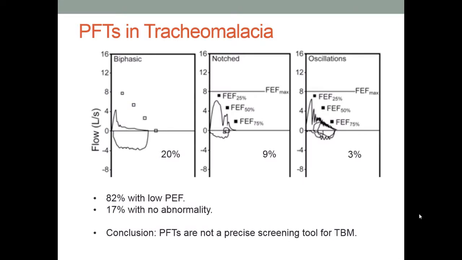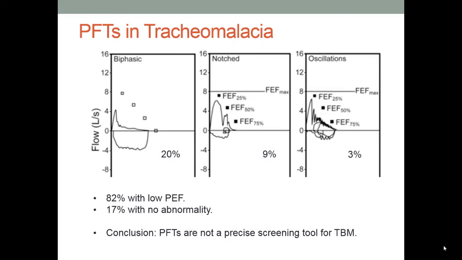With flow volume loops, they did find that 82% of these patients had low peak expiratory flow. 17% had no abnormality, and then you can see these numbers on top. This obviously adds up to more than 100%, and that's because a lot of the patients with the morphology that I'll discuss in a sec also had low peak expiratory flows. But they also concluded flow volume loops, while there's a few different morphologies that are seen, aren't really reliable in making the diagnosis.